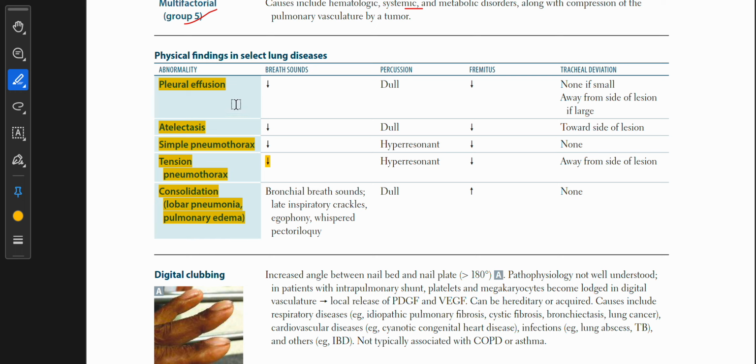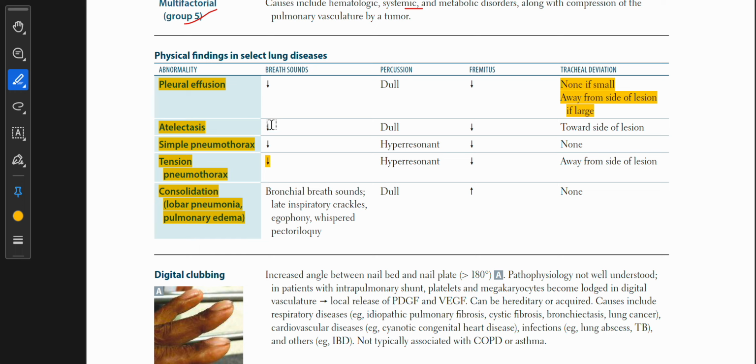Let's see, in pleural effusion, breath sounds are decreased because obviously the pleural space is filled with fluid. Percussion is dull. Fremitus is also decreased. And tracheal deviation, there is none if it's small, and away from the side of the lesion if it is large. Away from the side of the lesion, because the volume of fluid increases in one lung, then that will obviously compress the other lung, right? So that is why tracheal deviation can occur.